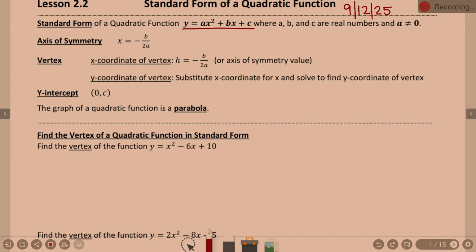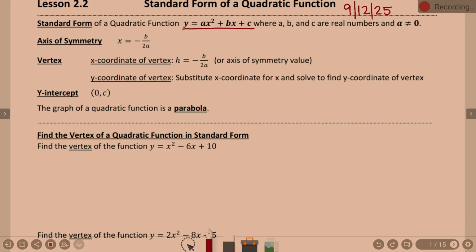Once you know the axis of symmetry, what do you already know about the vertex then? If you know the axis of symmetry, you'll know the first number in the vertex. So the first number of the vertex is going to be your axis of symmetry. Your y-coordinate, we're going to find by plugging in the x-coordinate, like a plug and chug. We're going to substitute the x-coordinate in, and solve to find the y-coordinate. So two important things, being able to find axis of symmetry and vertex. We're going to look at that with standard form today.